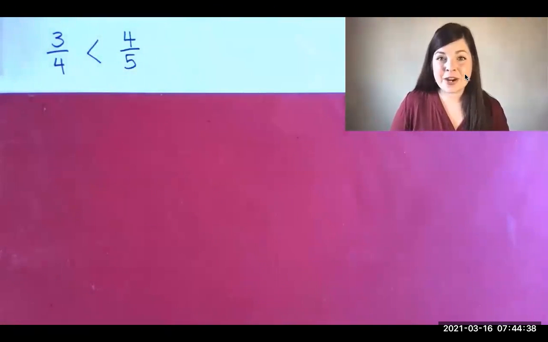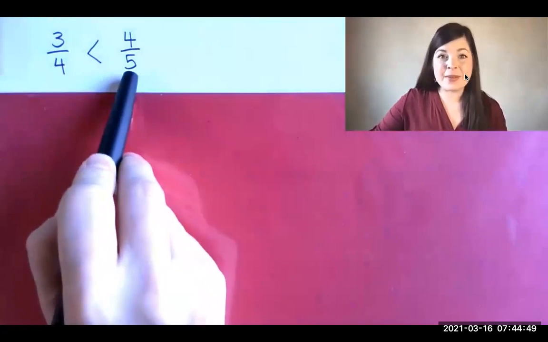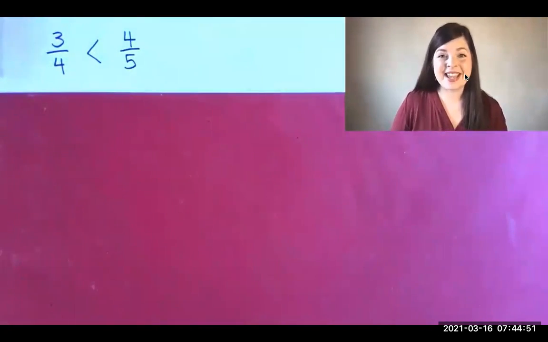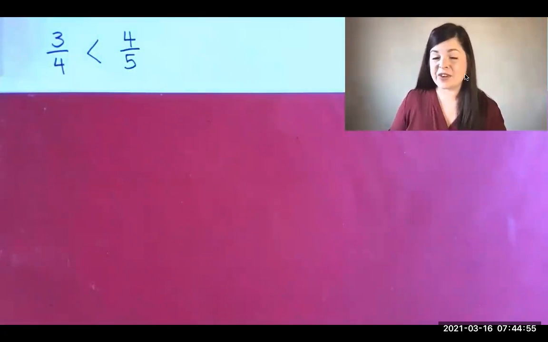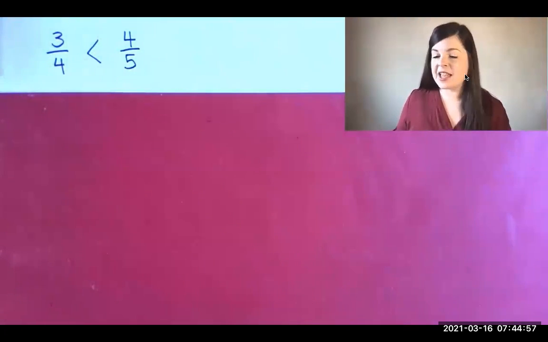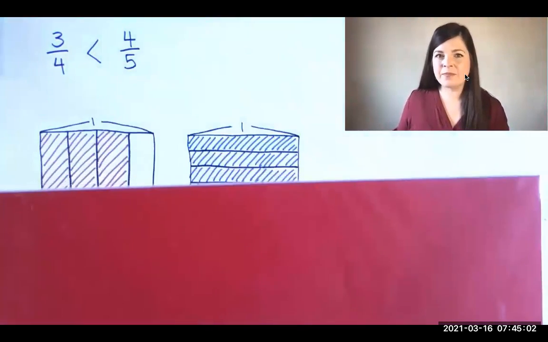Now let's confirm our comparison by comparing the fractions in another way, by creating like units. We can do that even though the denominators aren't related. Let's see how. Let's draw an area model to represent each of these fractions, 3/4 and 4/5, and try to make the area models about the same size as each other, like this.